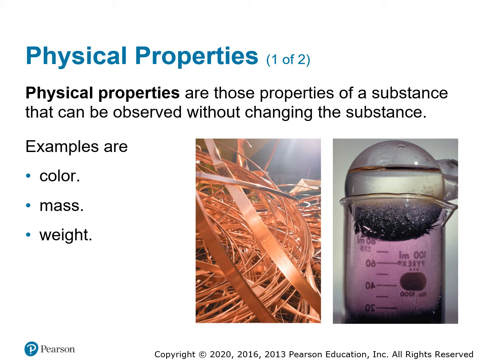Now we are going to talk about the properties of matter. The first one is the physical property. A physical property is something that you can observe, okay? It is a property of a substance that can be observed without changing the substance. Examples are color, mass, weight. Here you see copper wire, and here you see iodine. You can look at the physical properties of these substances.